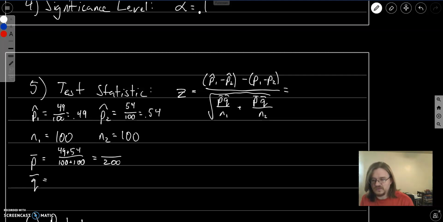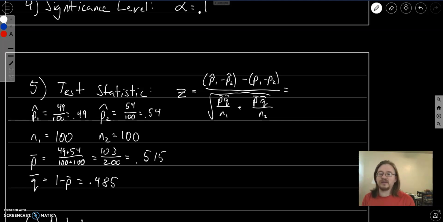So this is what, 103, and if we divide that out, I think we get 0.5, but a little bit more, 0.515. And then Q is just going to be 1 minus P, Q bar is going to be 1 minus P bar. This is going to be 0.485.